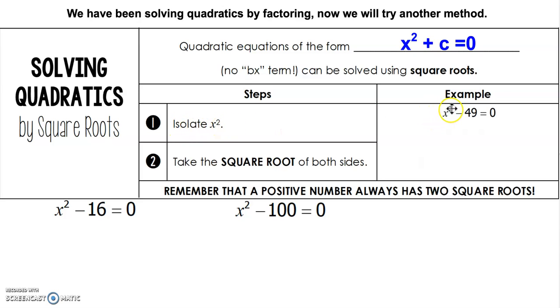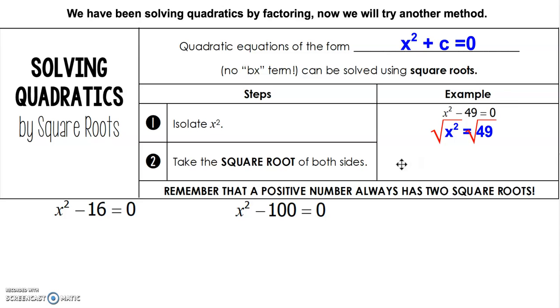So we see x squared minus 49 equals 0. We could get that x squared by itself by adding 49 to both sides. And so we're going to end up with x squared equals 49. Now that x squared term is by itself, and so I could square root both sides.